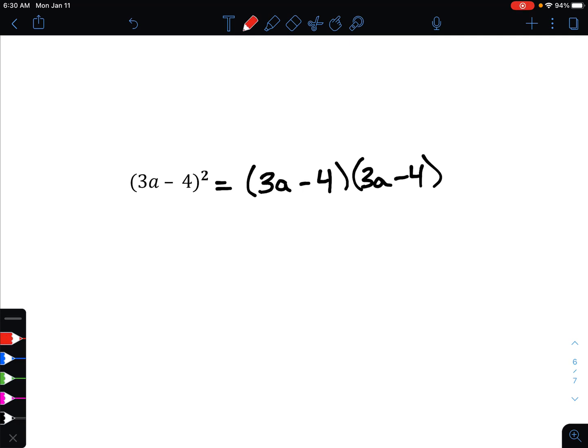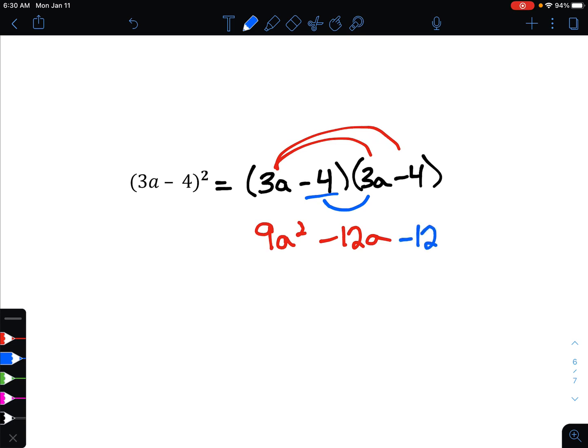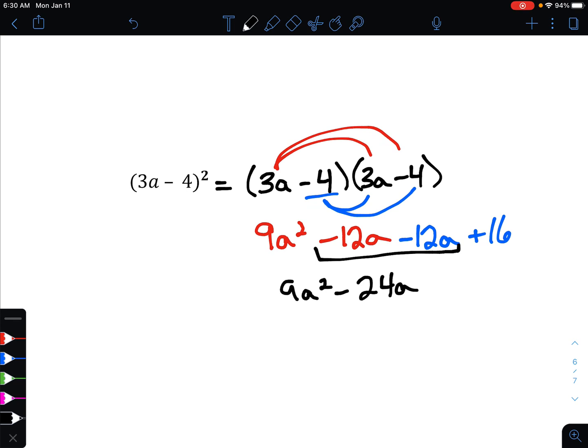And then we're going to work this just like we would any other problem where we need to distribute. So we'll take 3a multiplied by 3a is 9a squared, and 3a multiplied by negative 4 is negative 12a. Next, we'll take our second term and distribute it. So negative 4 multiplied by 3a is negative 12a, and negative 4 multiplied by negative 4 is a plus 16. Then we'll take our middle two terms and combine, so negative 12 plus negative 12 is negative 24a. We'll copy down our 9a squared, copy down our plus 16, and there we have it.